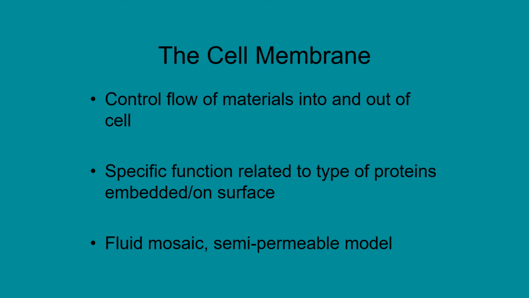What moves in and out? Why is the specificity there? It's all related to the specific proteins that are embedded within that membrane. That membrane is made up of phospholipids with these proteins that are embedded either throughout the entire width of this membrane, or some of them are just on the surface of it. It's described as a fluid mosaic semi-permeable model.